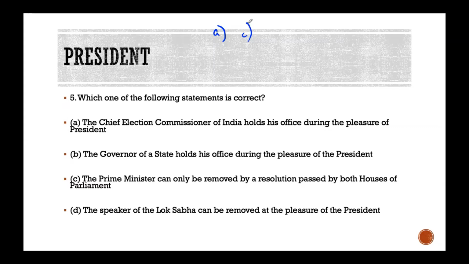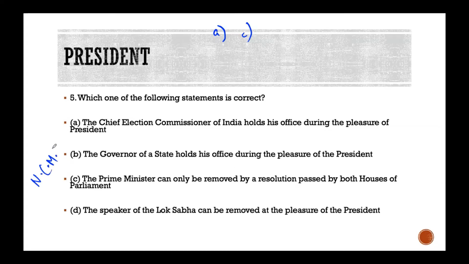Okay, let's take a look at this. The Chief Election Commissioner of India holds the office during the pleasure of the President. That is one choice that you have gone for. And the second one is the Prime Minister can only be removed by a resolution passed by both houses of the Parliament. Do you know how the Prime Minister is removed? What if, let us say, the opposition parties and certain other parties try to call for a no confidence motion?